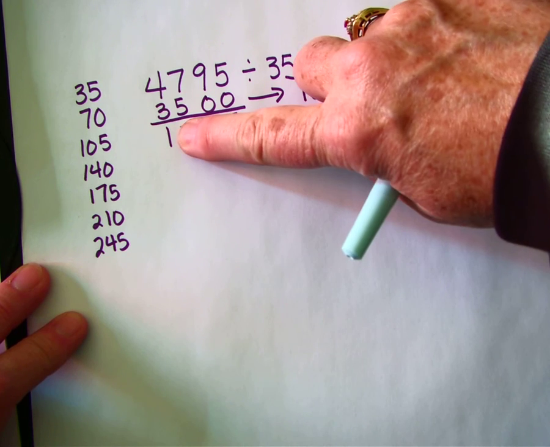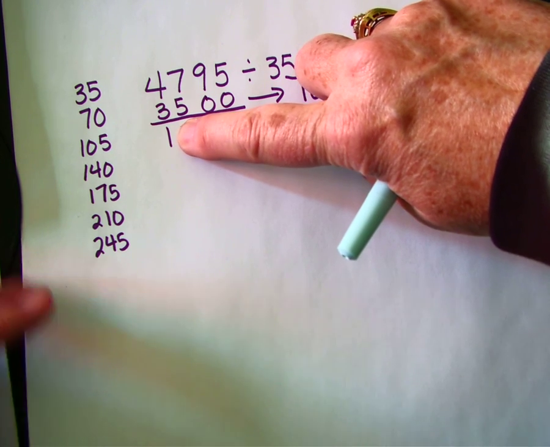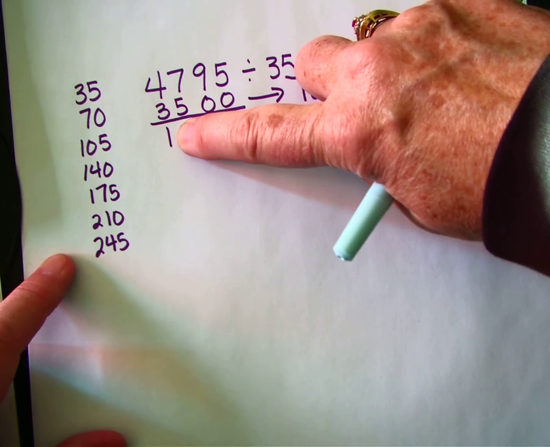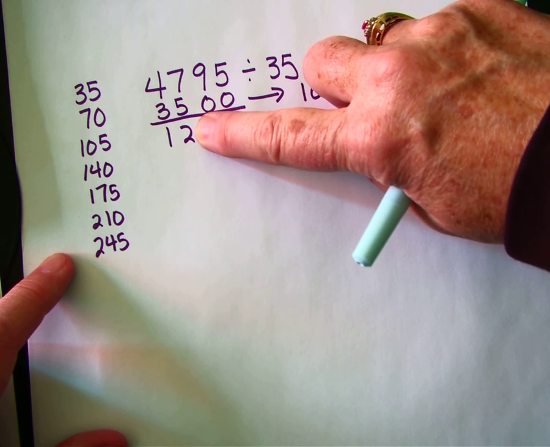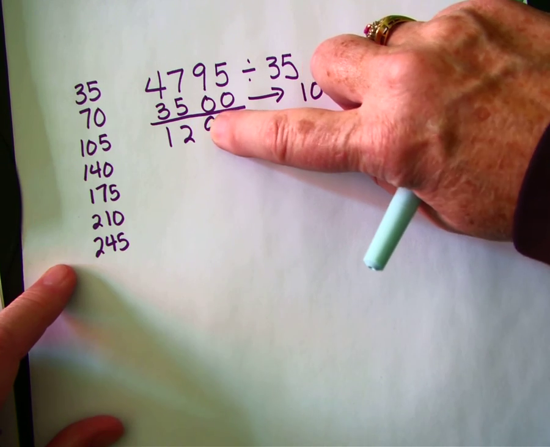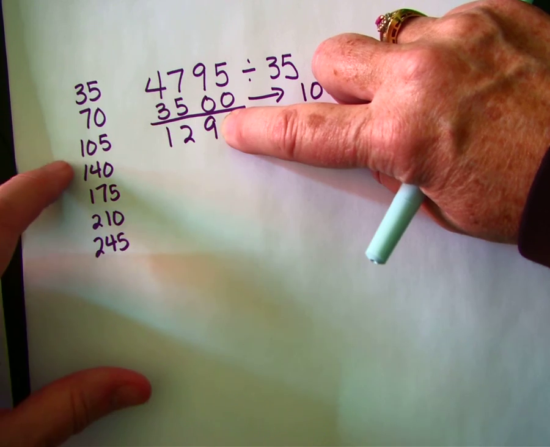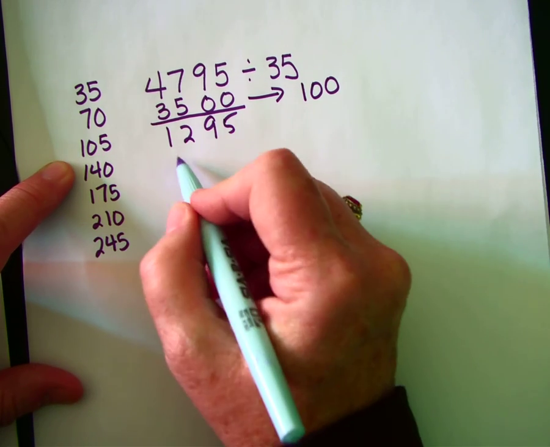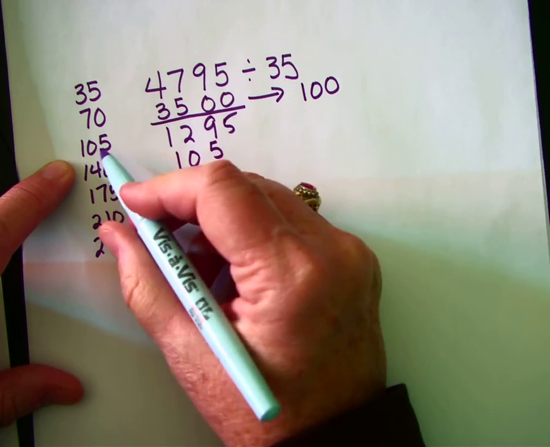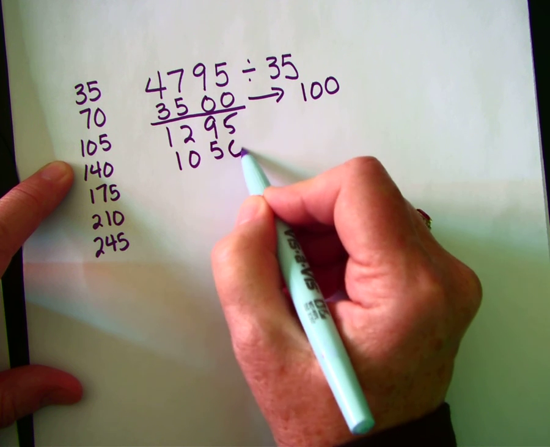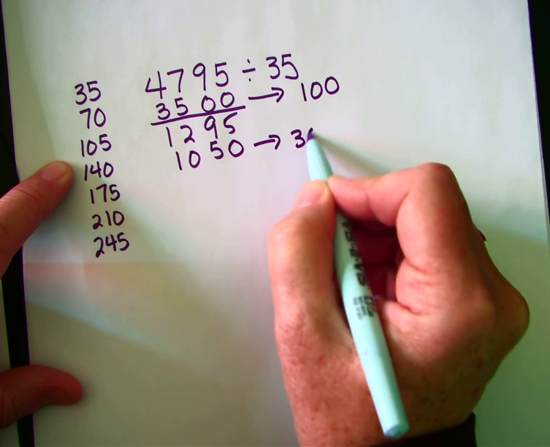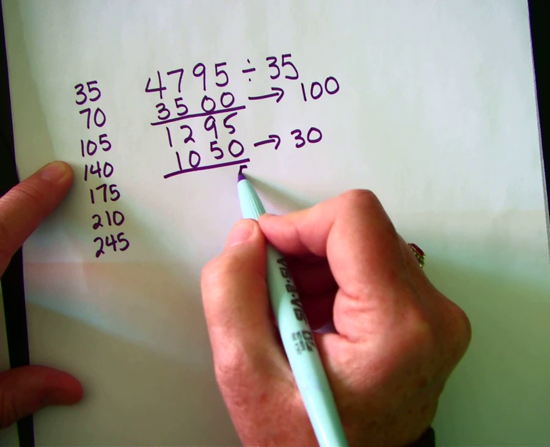I'm going to cover up everything but the 1. There's the biggest group without going over? There isn't one. 112, there isn't one. 129. The biggest group without going over is 105, and that's 3 groups of 35. But I'm going to add a 0 here, so that's 30 groups of 35.